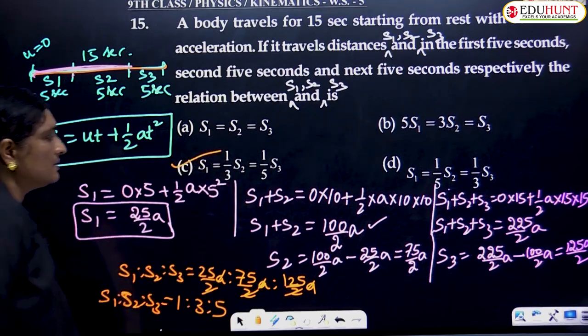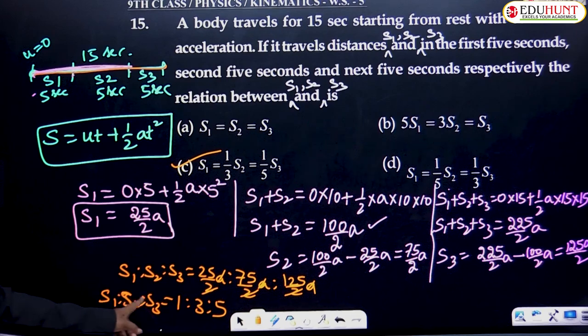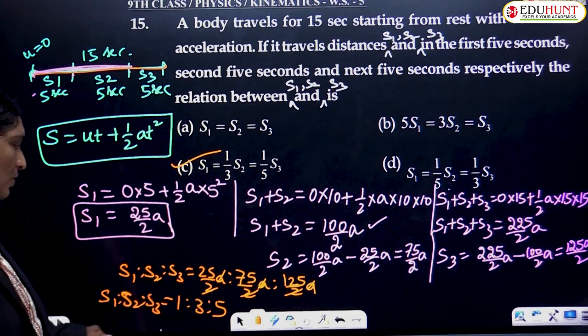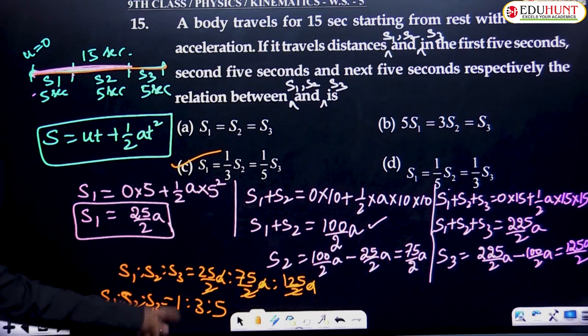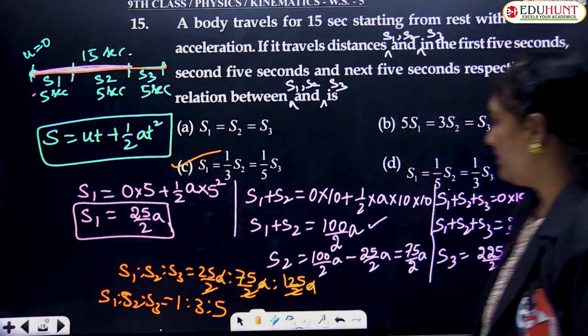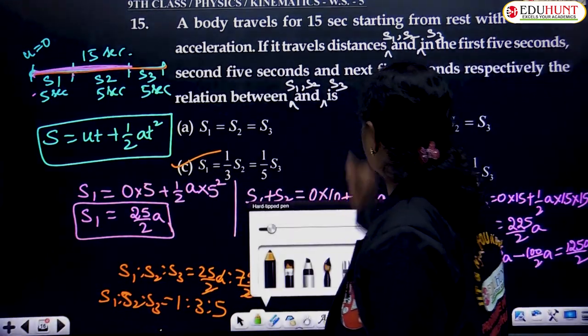So check it out, children. We got it as 1 is to 3 is to 5. Reciprocal means just take the LCM and bring it here. Then you can also go with this. I can explain it. For your simplicity, let me explain.